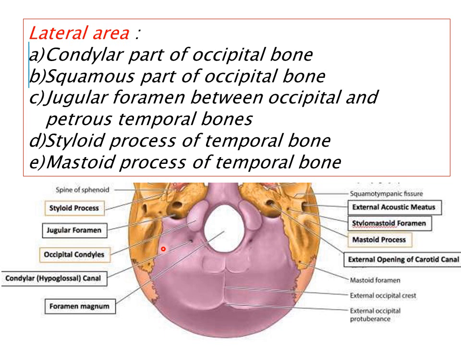So in the lateral area of the Norma basalis, in the posterior part we have the condylar part of the occipital bone. We have one foramen here, the condylar or hypoglossal canal. We have the foramen magnum, the jugular foramen, the styloid process, and then the mastoid process. Between the styloid process and the mastoid process, we have the stylomastoid foramen. This is the external acoustic meatus. This is the opening of the carotid canal, for the passage of the internal carotid artery. And this is the mastoid foramen, the external occipital crest and the external occipital protuberance.